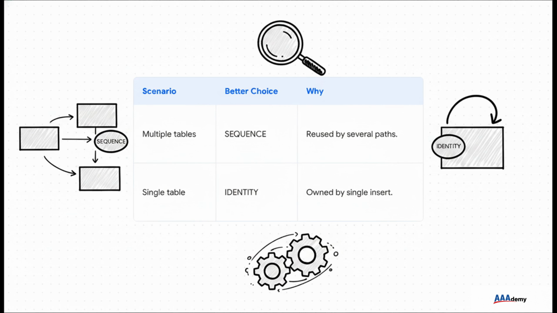But if you just need a simple surrogate key inside one single table owned by a single insert pattern, identity is way easier, and it's the correct choice. It all comes down to the scope of the dependency.